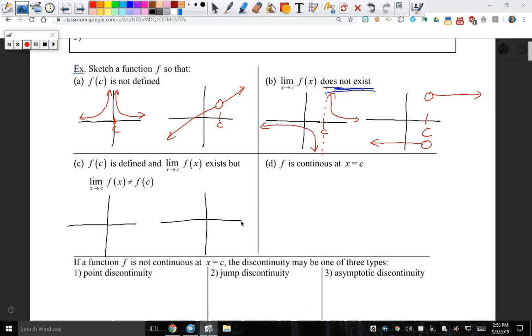Nate, we're going to look at c. It says f of c is defined, and the limit exists, but the limit is not equal to f of c. Nate, what could we do? What could we draw that would satisfy those conditions?